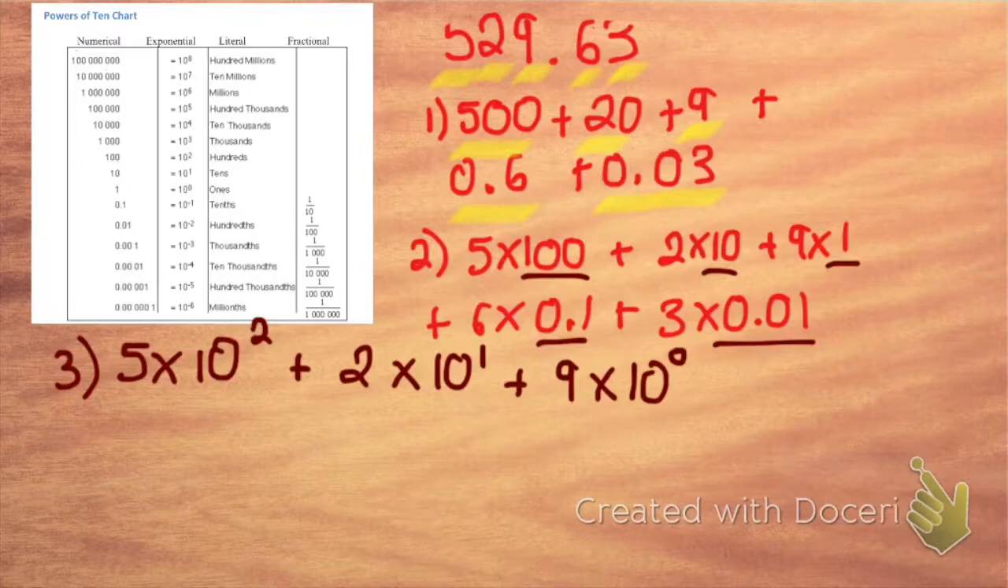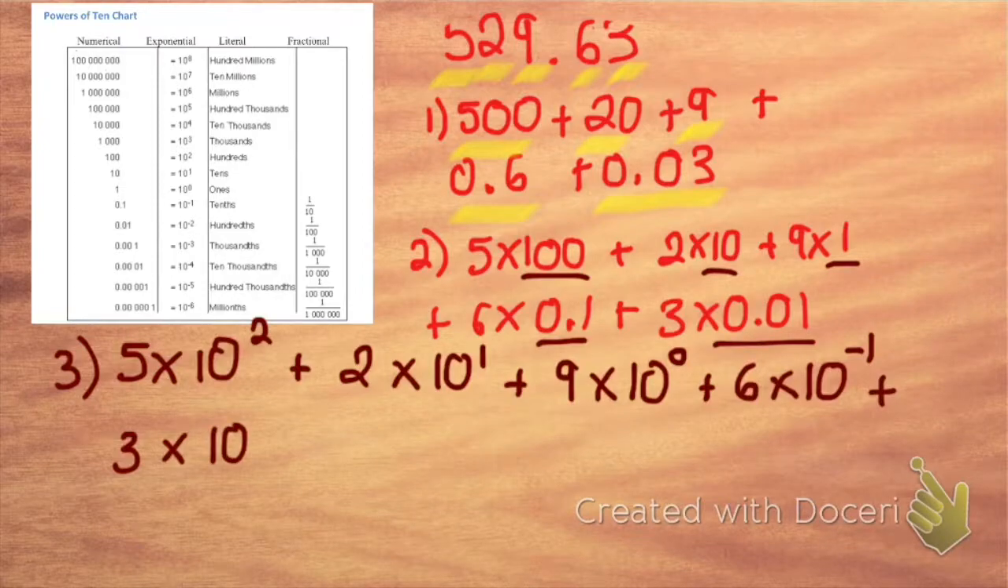The next number in 529 and 63 hundredths is the 6, so plus 6. But what is this going to be now? If I look here, tenths, it's going to be 10 to the power of negative 1. And our last number is 3, and I'm going to do it down here, 3 times 10 to the power, this was negative 1, so this one's going to be negative 2.